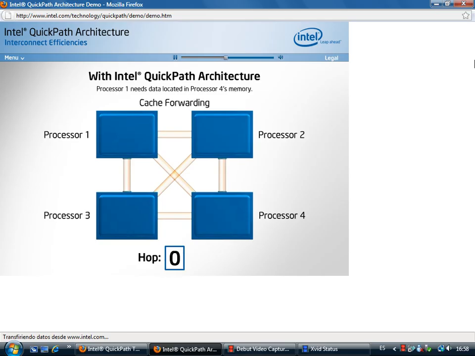Additionally, the Intel Quickpath Interconnect uses an efficient cache-to-cache data forwarding technique. Assume Processor 1 needs data in Processor 4's memory. Under certain conditions, if Processor 3 has a local copy of the data, it can immediately return it to Processor 1 in response to the snoop it received, delivering data in just 2 hops. Processor 4 still verifies there are no conflicts, informing Processor 1 the data it received is current.